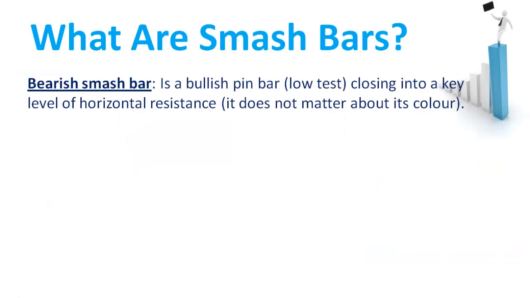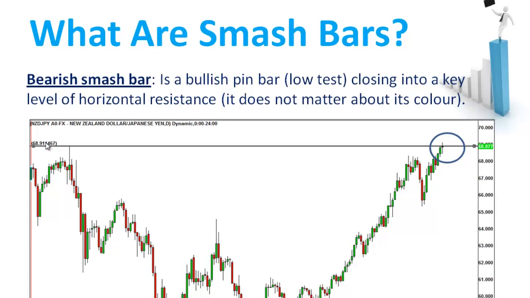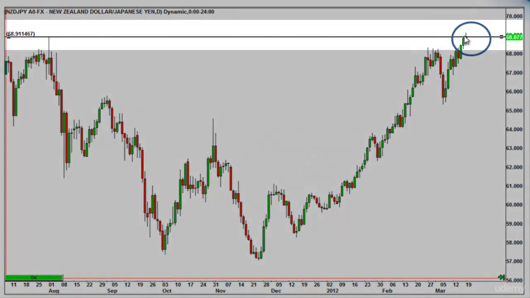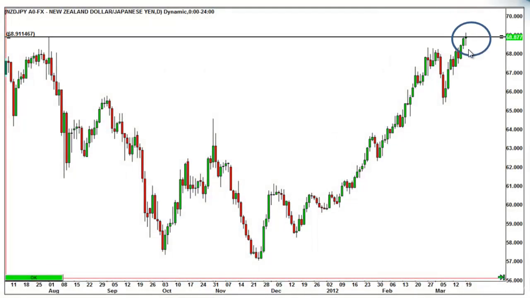So we can officially qualify a bearish smash bar as a bullish pin bar or a low test closing into a key level of horizontal resistance. It does not matter about its color, like we just mentioned. However, it does matter about the profile of the bar here. So we can see here with New Zealand yen, we have this historical level of resistance at a round number, which correlates with 69 spot 100. And we've got a bullish pin bar reversal here. Sign of exhaustion, it's closed below the level, as you can see. However, it's a bullish pin bar reversal in its nature.